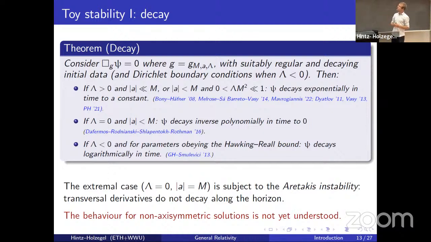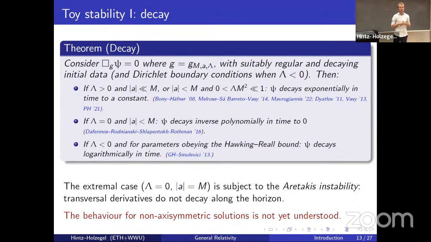So we look at box, the wave operator applied to psi, equal to 0, where g is one of those Kerr, Kerr-de Sitter, Kerr-anti-de Sitter, or just Kerr metrics with suitably regular and decaying initial conditions and possibly boundary conditions in the AdS case. Then you have the following results. When lambda is positive, in the de Sitter case, and the black hole is very slowly rotating, or if the black hole rotation speed is not much restricted but the cosmological constant is very small, as it is conjectured to be in our actual universe, then the solution of this scalar wave equation decays exponentially in time to a constant.